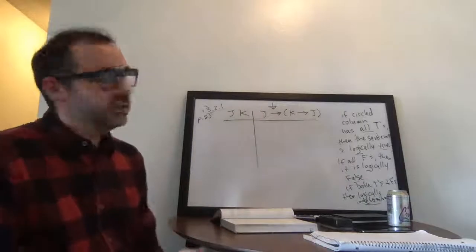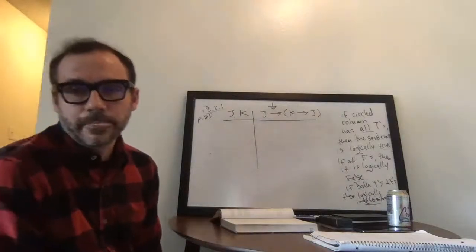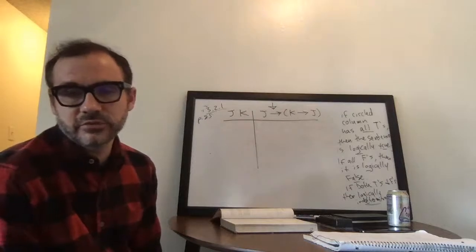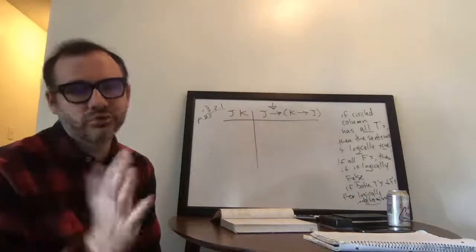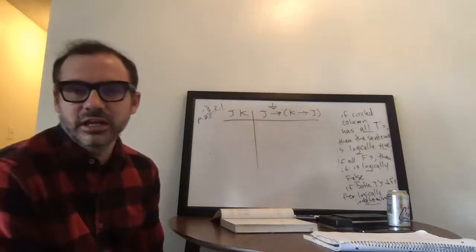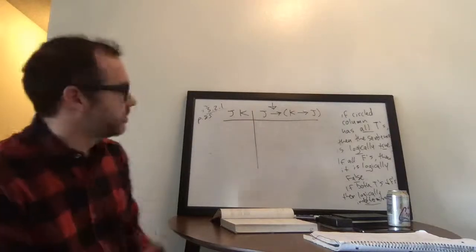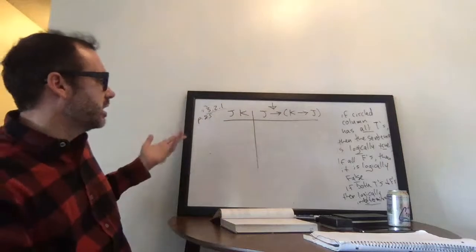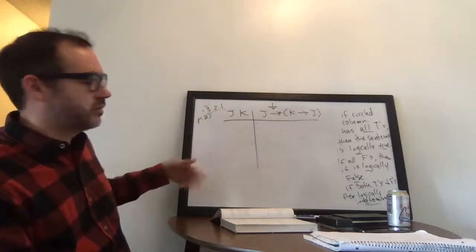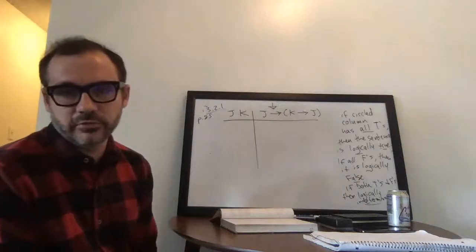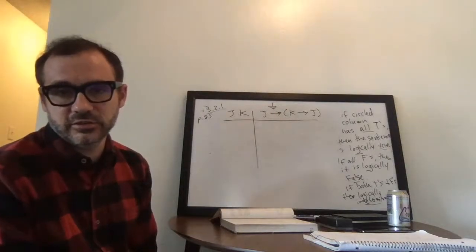Now tell me, how many rows does this truth table need? Sorry, rows is what I meant to say. How many rows would this one need? 4, correct. Because there are 2 sentence letters, and the total number of rows is always 2 to the power of n, where n stands for the number of unique sentence letters that you have.